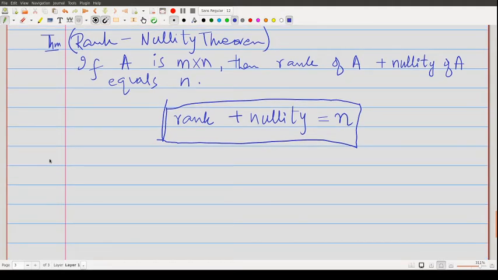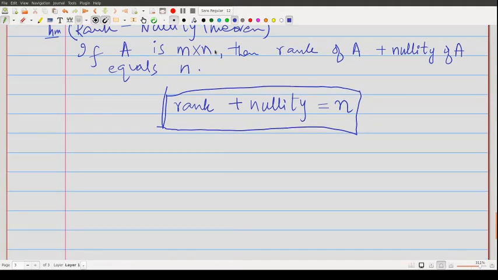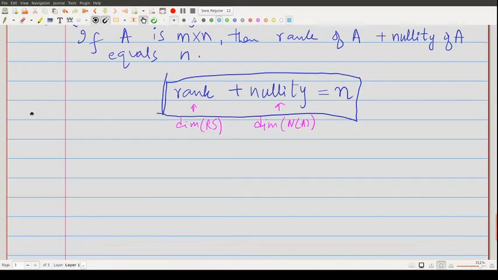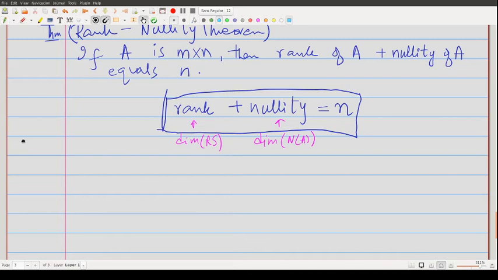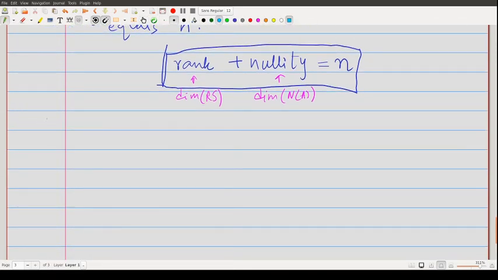Okay, and so let's check this out. So just a little bit of, again, this was the dimension of the row space, and this was the dimension of the null space of it. And let's look at an example and verify. Again, I'm not doing the proof, I'm just going to do an example.